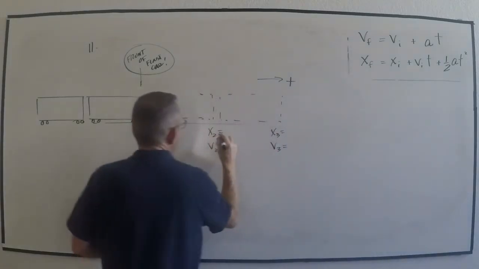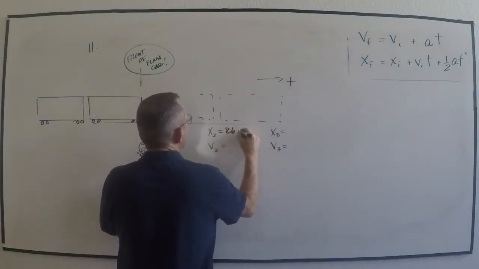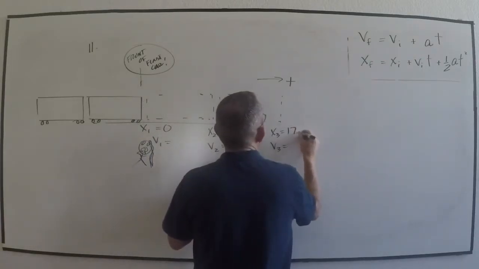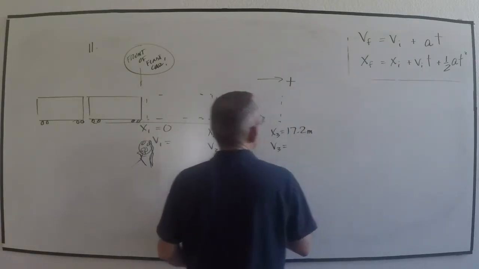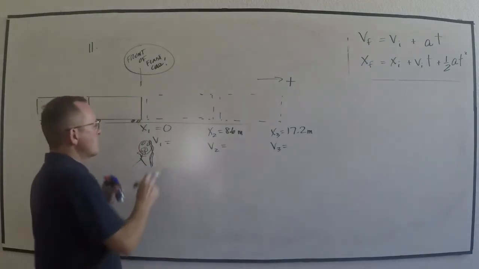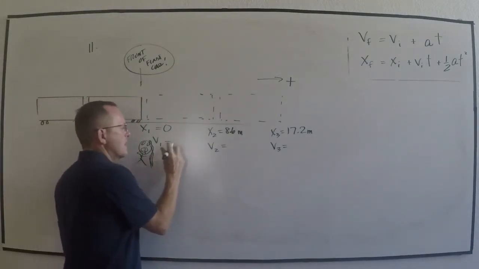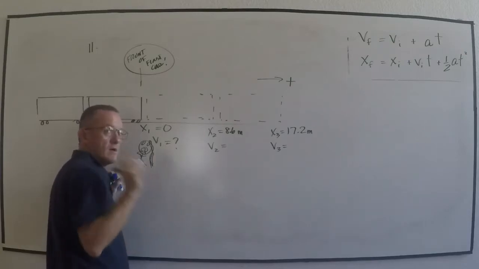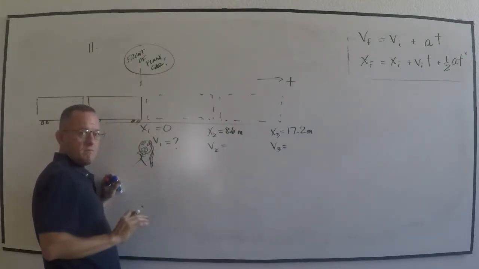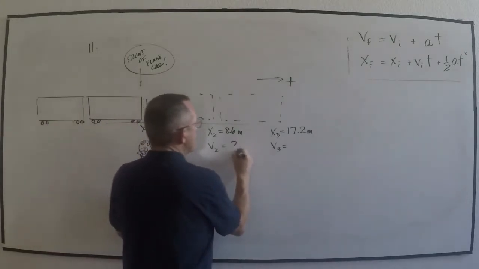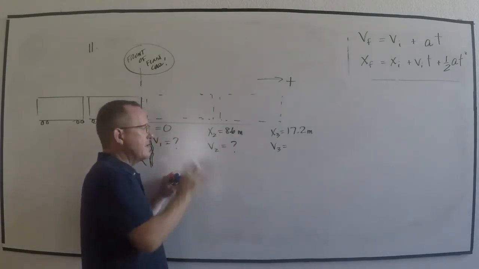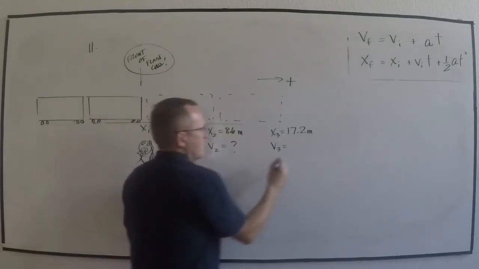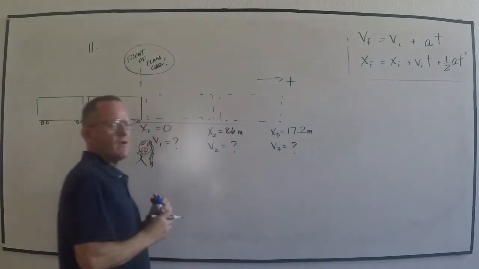What do we know about x2? It is 8.6 meters. What do we know about x3? It is 17.2 meters. What do we know about the speed of the train when it starts here? We don't know. Remember, when she got there, it was already moving. What do we know about v2? We don't know, right? We know it's faster. We don't know v3 either.